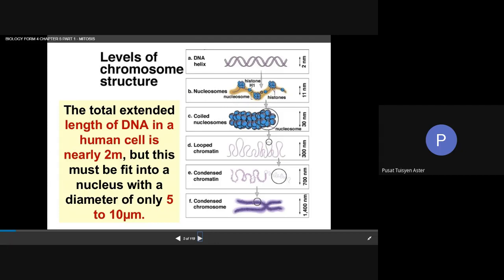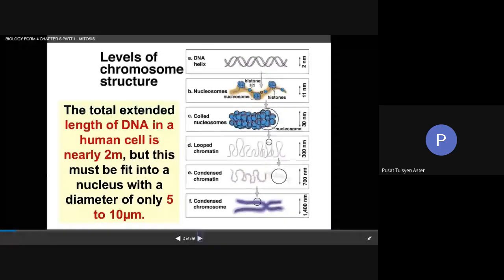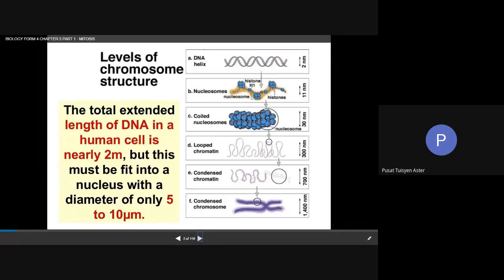This is how DNA, which is somewhat condensed, okay, we are looking at the level of the chromosome structure. So the total extended length of a DNA in a human cell is nearly 2 meters. But this must fit into a nucleus with a diameter of only 5 to 10 micrometers. Do you understand that statement? Our body's DNA is almost 2 meters long.